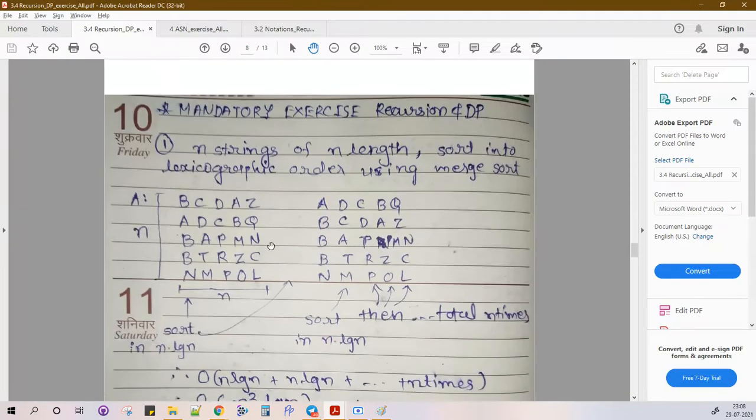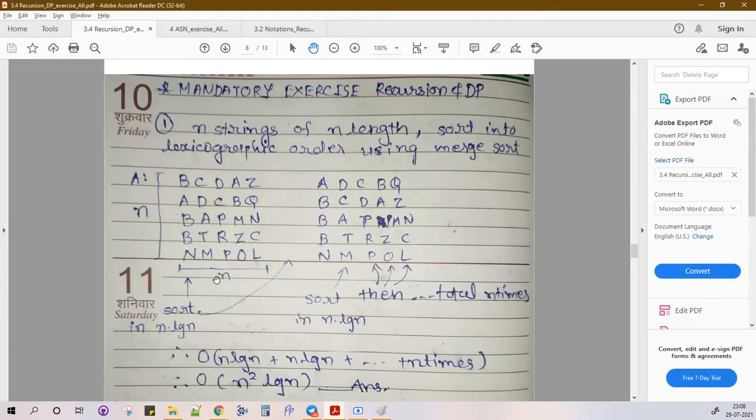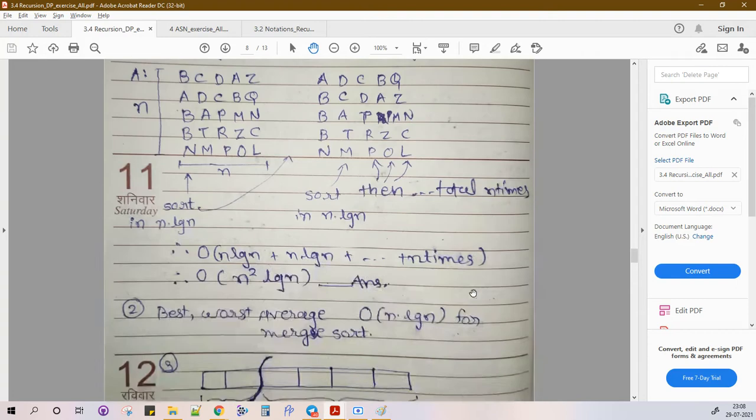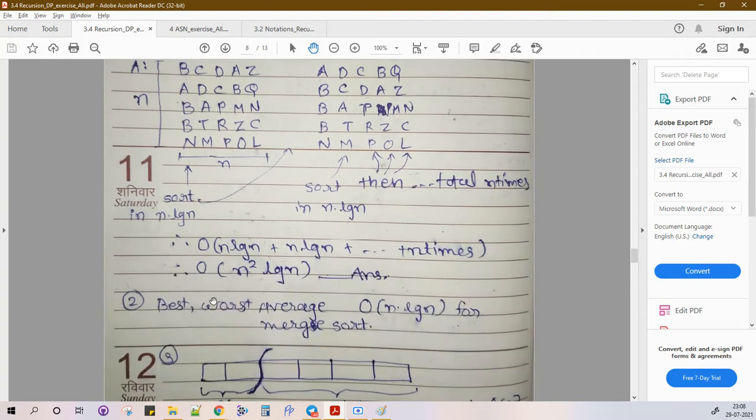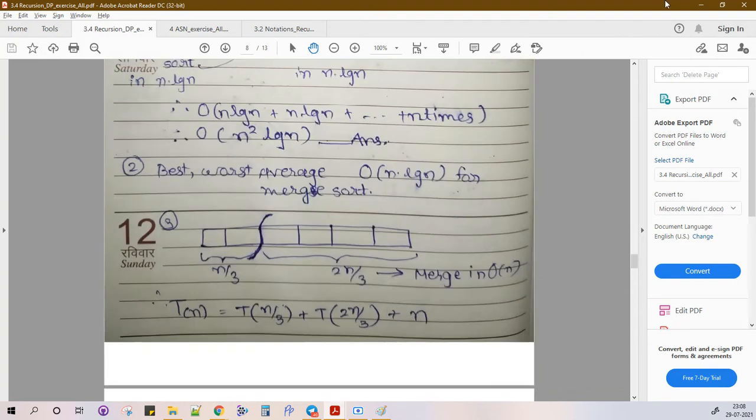Do I need to take any example? Yes. So what I'm doing is I need to sort first on the first letter, then the second letter, then the third letter, fourth, then fifth. That's a total of n times I need to do. n log n time, n times, is nothing but n square log n, right?